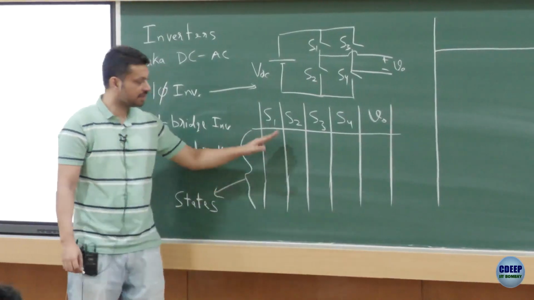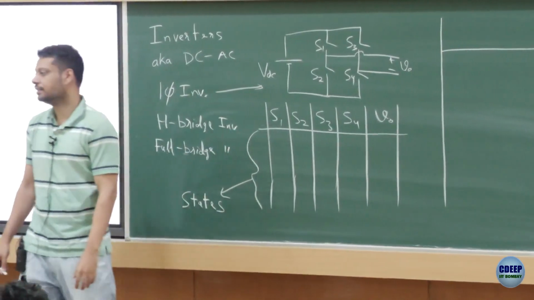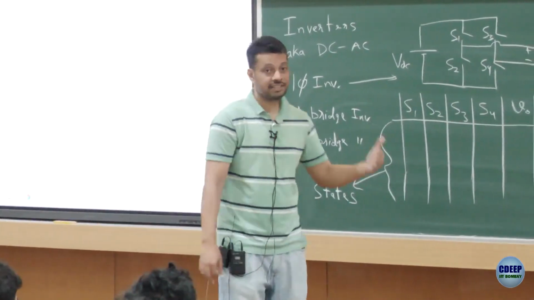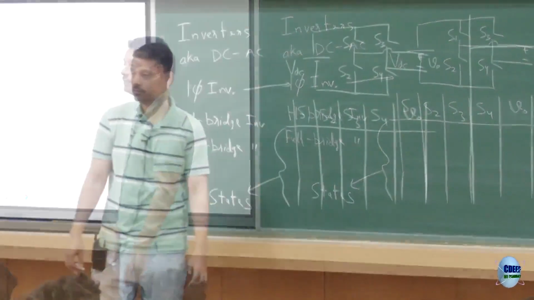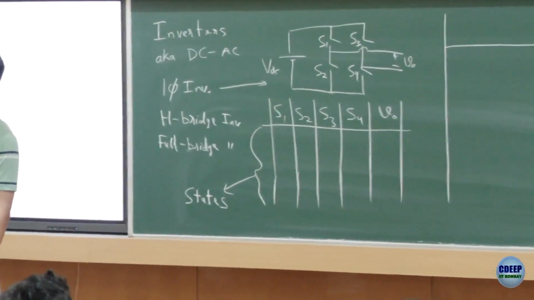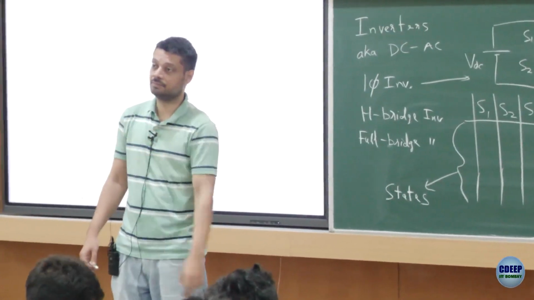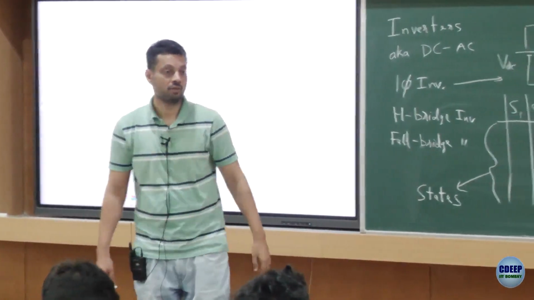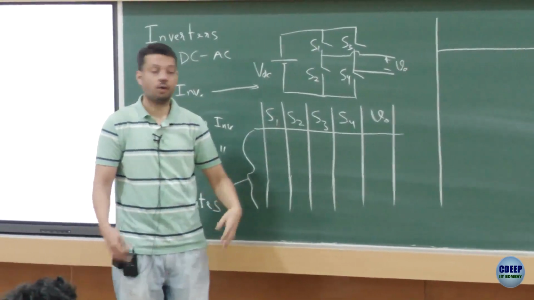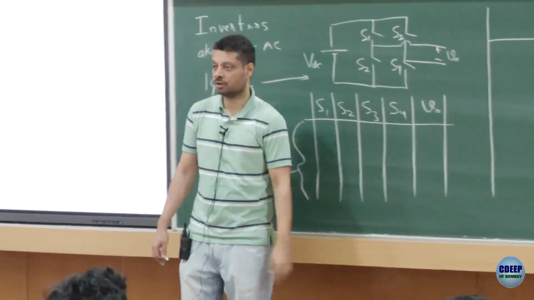Since we don't have sufficient space to write 16 states, we'll try to eliminate a few states, right? Which states do you think we can eliminate here? Did you hear him at the back? No. So he's saying you can eliminate the state where S1 and S2 both are on, or where S3 and S4 both are on.